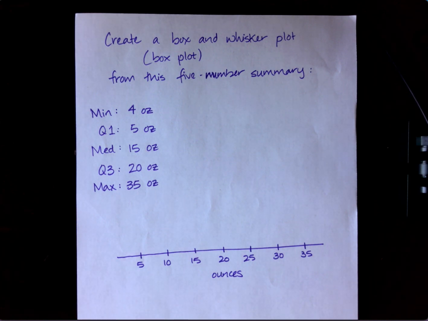Let's create a box and whisker plot, sometimes called a box plot, from this 5-number summary. In order to make a box and whisker plot, we would need the 5-number summary first. In this example, the 5-number summary is given to us.